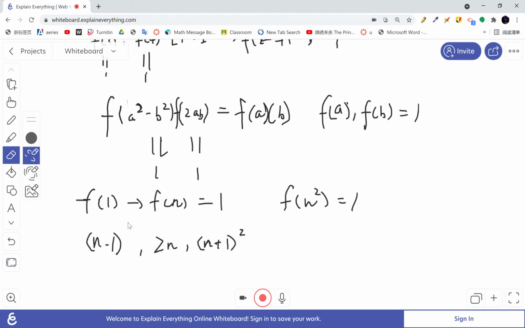Wait, what? Wait, no. So we know f of 1 to f of n, and we want to find f of n plus 1. Wait, how will I say 2n?